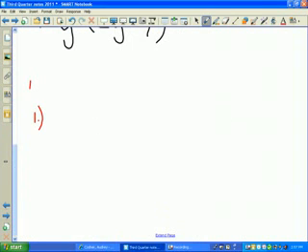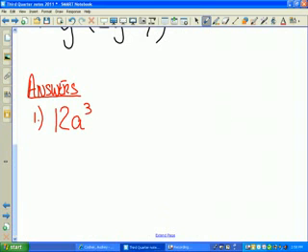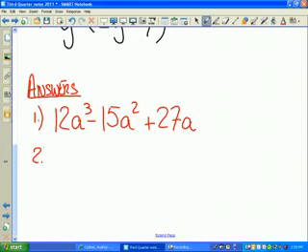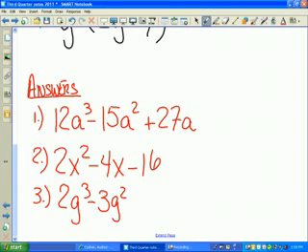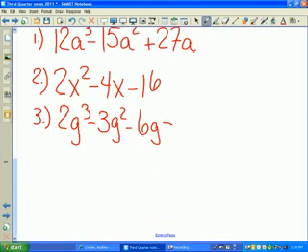So for number 1, these are the answers. Okay, but I definitely want you to check your steps. For the first one, we had 12a cubed minus 15a squared plus 27a. For number 2, we have 2x squared minus 4x minus 16. For number 3, we had 2g cubed minus 3g squared minus 6g minus 9.